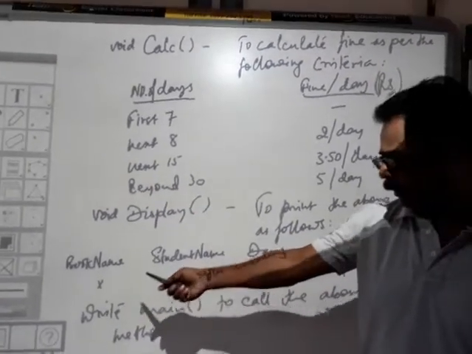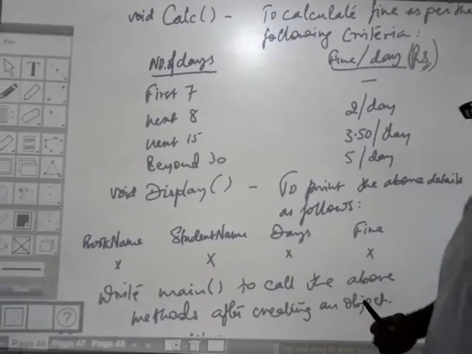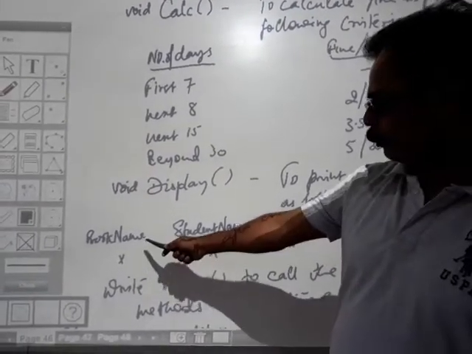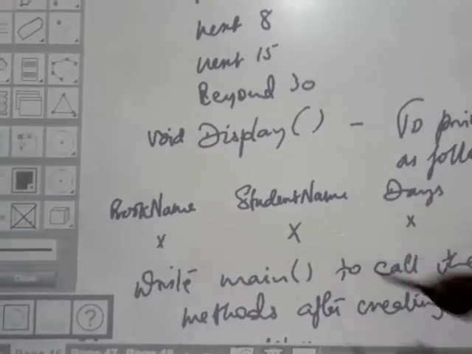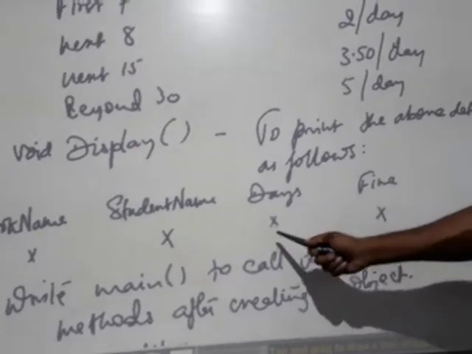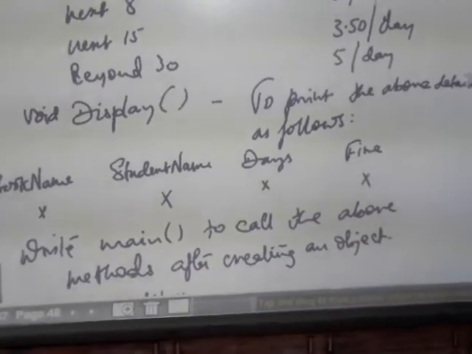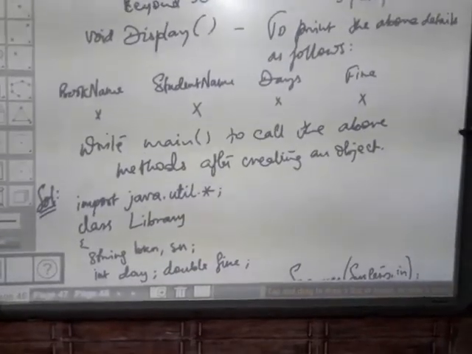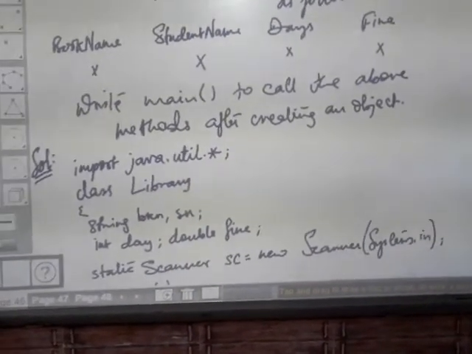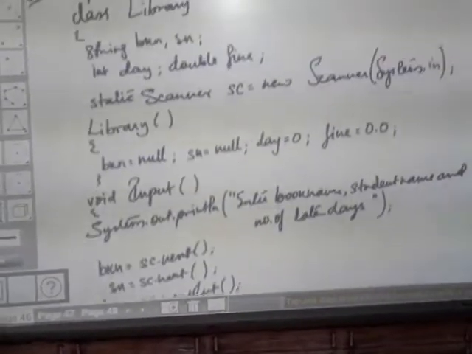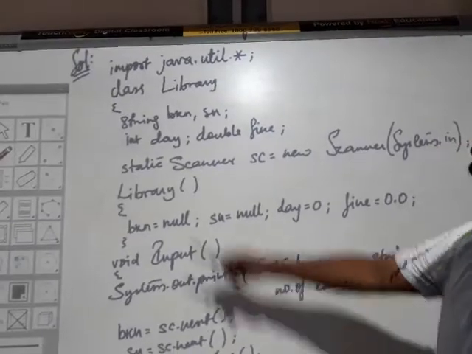Now remember, there is a format that is given over here. This is the first time that we are printing a format type. A format is given by book name: under the book name you have to write the book name, under student name you have to write the name of the student, under days you have to write the number of late days, and under fine, of course, the fine that is charged in terms of rupees. Then write a main method to call the above methods, as we have already been doing in the function section. So this is how we start, with import.